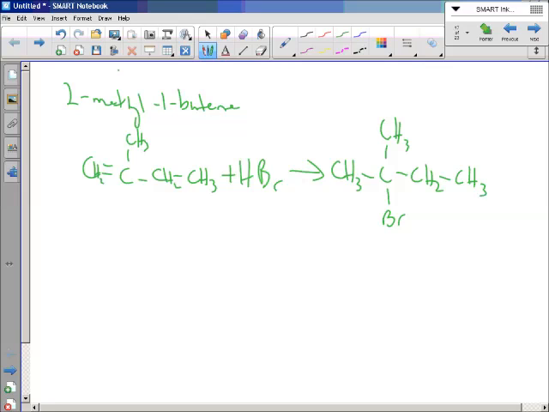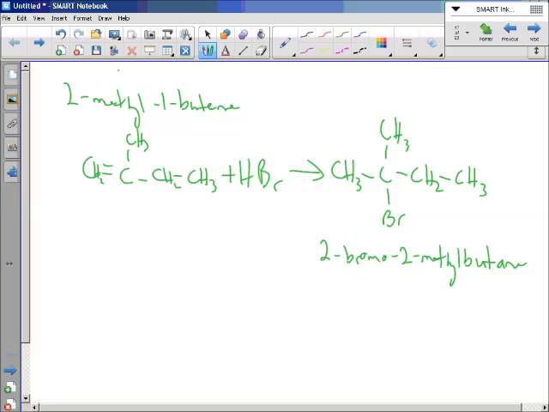Typically, we ask you to name these. What's the name of this one going to be? Corey? 2-bromo-2-methyl butane. 2-bromo dash 2 dash methyl. Excellent. And then what do we say? It's butane. Okay? All right. That's not too bad.